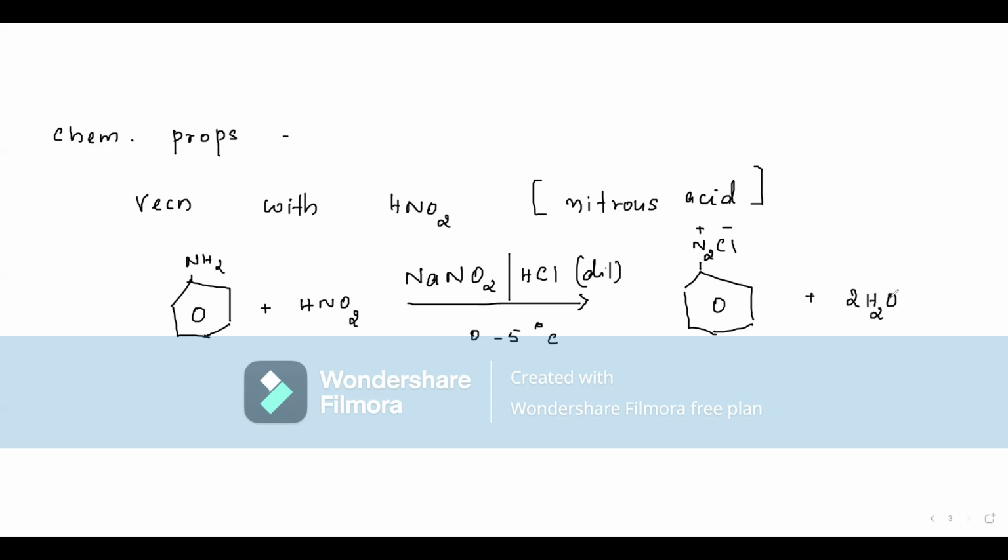Along with this, you are getting 2 molecules of water. Now, imagine you're performing the same reaction: you took aniline and treated it with HNO2, the same way, by mixing NaNO2 and HCl. The only difference is you are performing this at room temperature, or precisely speaking, any temperature above 5 degrees Celsius.